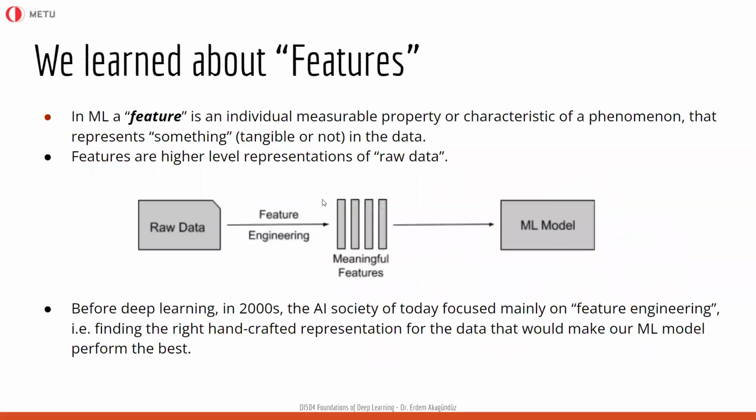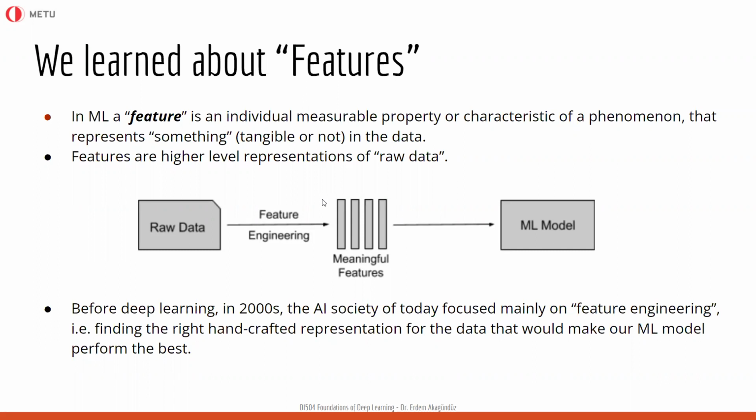So we learned about features. In machine learning, feature is a very important definition. In week 2, we discussed the feature spaces. And feature space was the mathematical coordinate system where we represented the data.